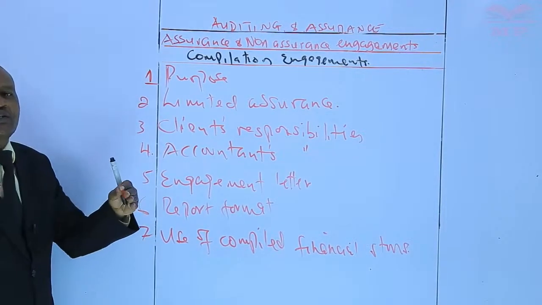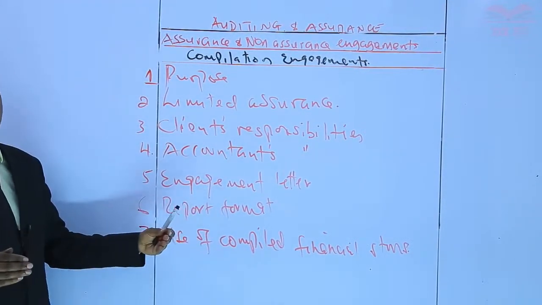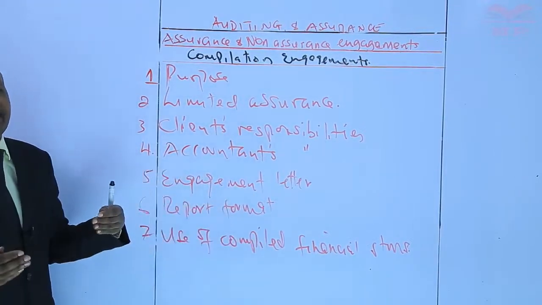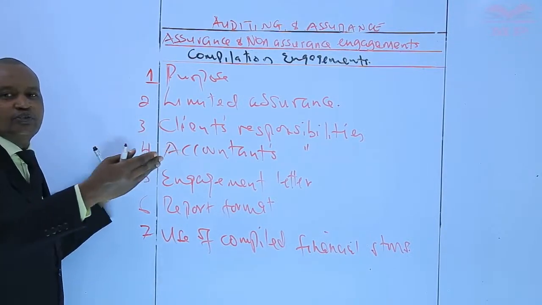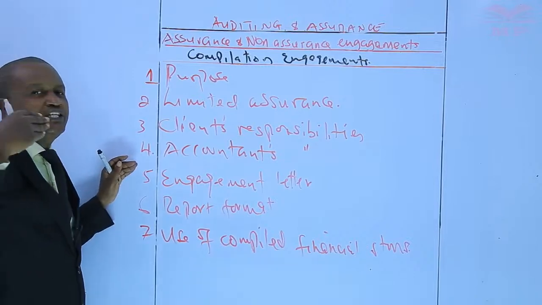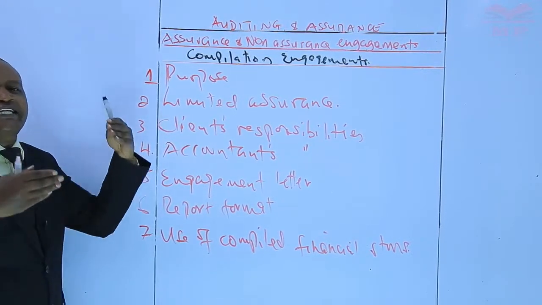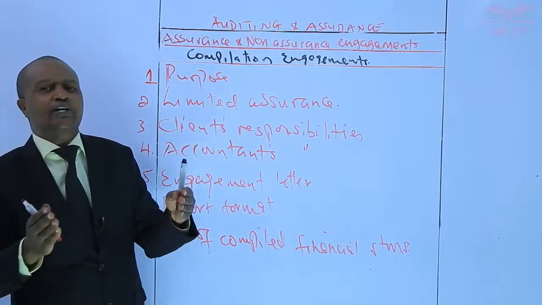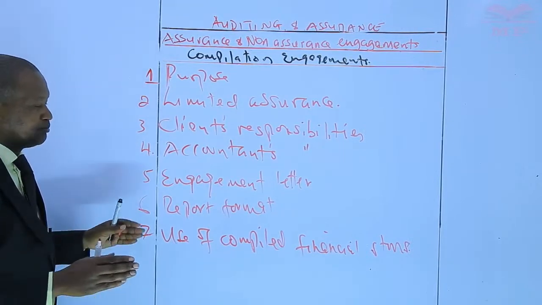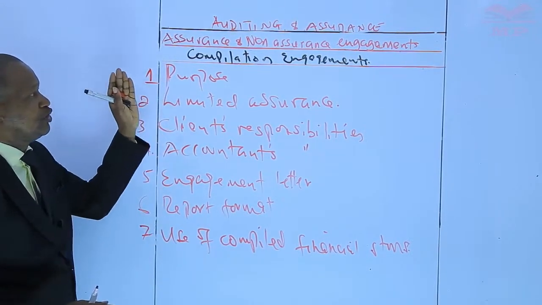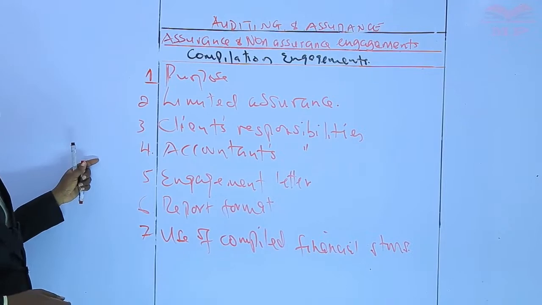It is crucial to understand that compilation engagements differ significantly from audits or review engagements in terms of the level of assurance provided. Clients who are seeking higher levels of assurance should consider engaging in an audit or a review engagement, where the accountant performs additional procedures to express an opinion on the financial statements. That is important to note. It's a big difference between a compilation engagement and an assurance engagement.